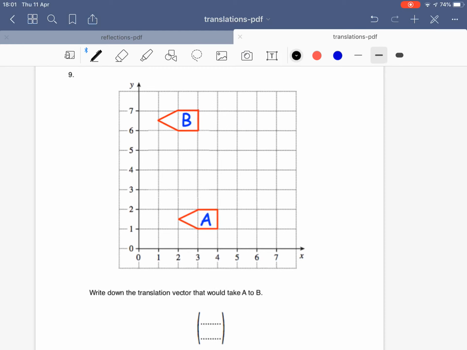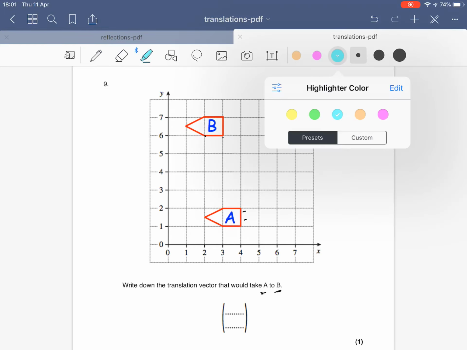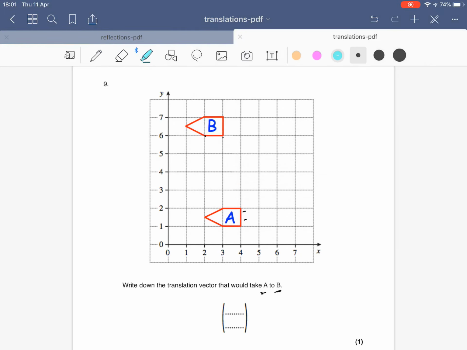Okay, write down the translation vector. So we're basically saying how it's been moved. That would take A to B. Careful, because some people would go B to A. Okay, but this one is A to B. So pick the same points on both of the shapes. If we pick this top corner, I want to go from that top corner to that top corner. I don't want to go from this point to this point, because those aren't the same points on the shape, are they? So I want to go from this top corner to this top corner.